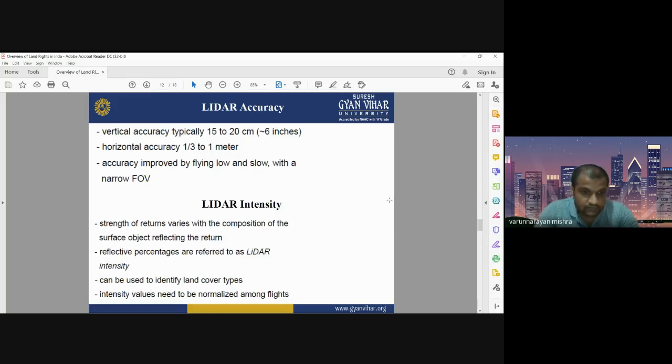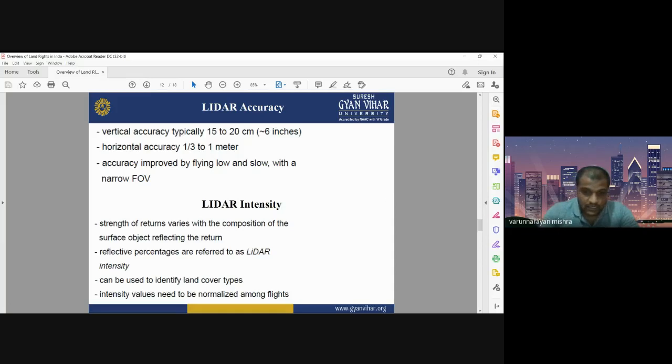Reflective percentages are referred to as the lidar intensity. If it is highly reflective, then you will have high intensity values. If it has a low reflective percentage, you will have low intensity values. So depending on the reflectivity and the composition of the object, we may have different intensity levels, and they can be used to identify land cover types.